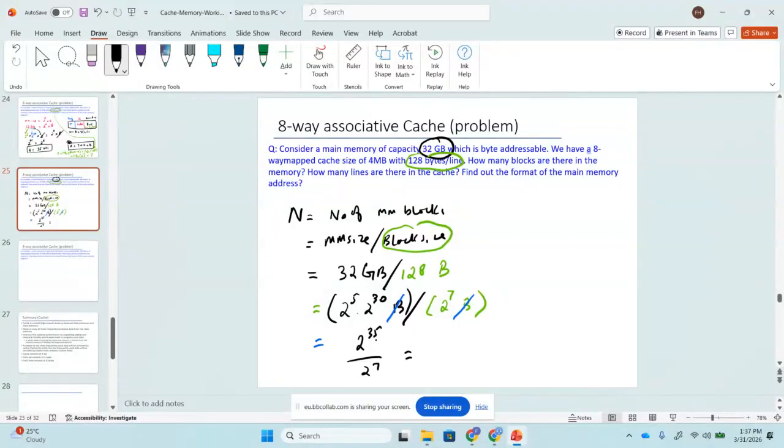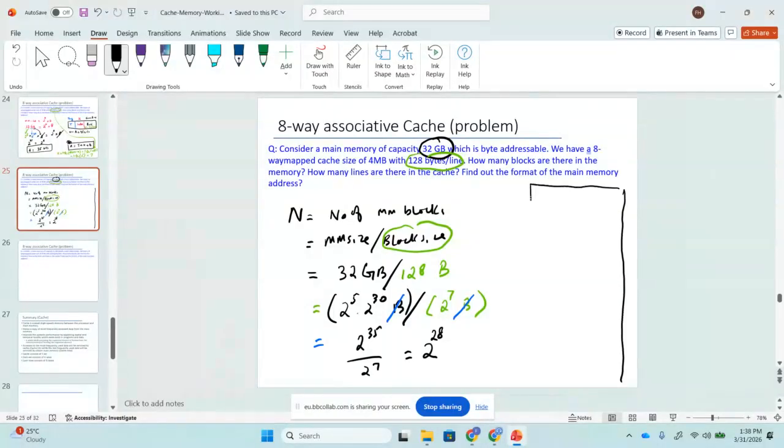2 to the power what? 28. So how many memory blocks are there? There will be 2 to the power 28 memory blocks. Okay, can we see here? Please remember, this is very important.